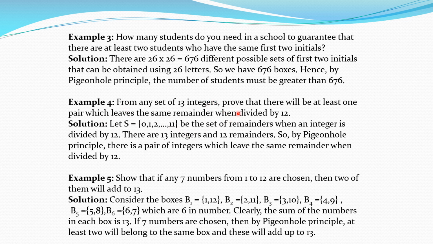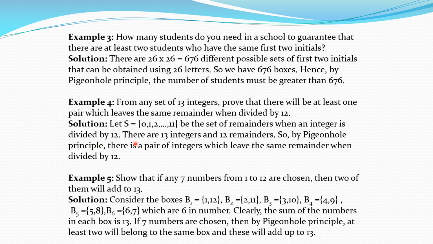Now we have to show that there is a pair. It means there are at least two integers which leave the same remainder when divided by 12. First see one thing: if you divide any integer by 12, then the values of remainder that we get are 0, 1, 2 up to 11. So we consider S as {0, 1, ..., 11}, that is the set of remainders when an integer is divided by 12.